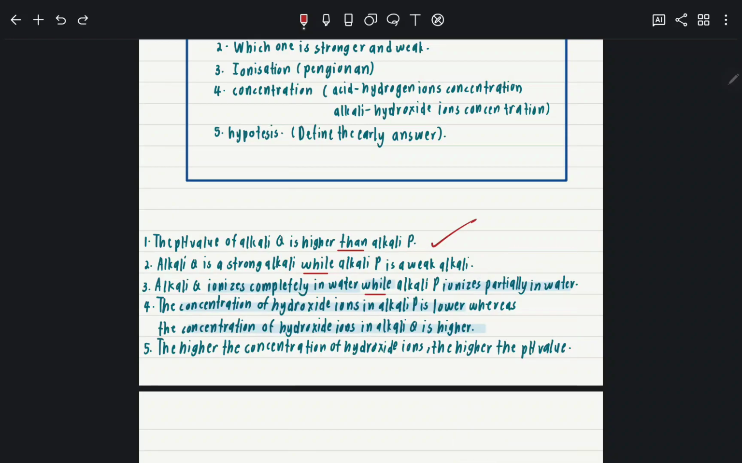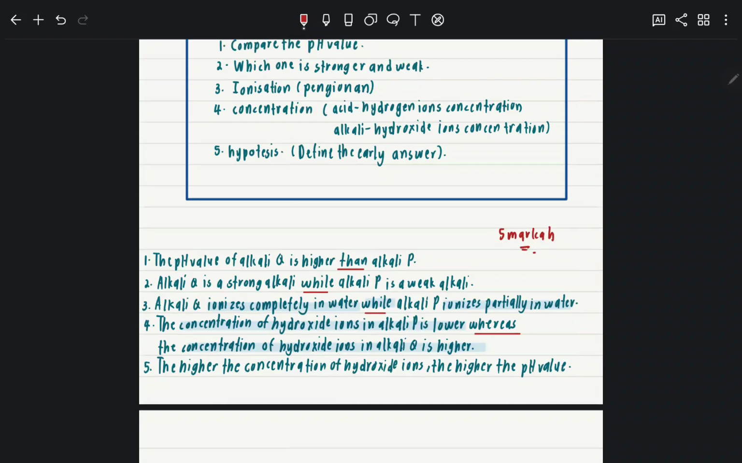Okay, ada next mark. Kejap. And you kata alkali Q ionizes completely in water. The whole thing ada completely in water. Don't say ionize fully. Tak boleh. Term buku teks completely. So use completely. Ni ionized partially in water. Yes, betul ada. Okay, next mark. Concentration, okay, lower. Whereas you compare lagi kat sini. Okay, so ni pun dapat juga. Higher the concentration, higher the pH value. Yeah, everything ada. All the answers are stated very accurately. Semua ada, especially ayat nombor 5 ni ada. Okay, dapatlah 5 markah.